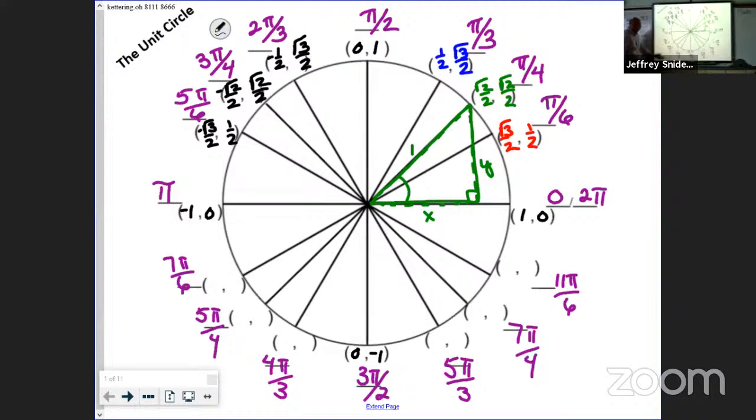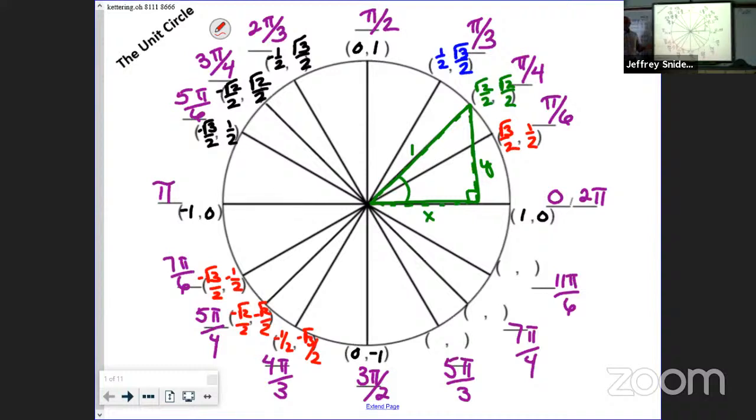Now I'm coming down here. Now I can take these and do what? Keep the x and change the y values to negatives, because I'm going to reflect these across the x-axis. So this is going to be at negative radical 3 over 2, negative 1/2. Negative radical 2 over 2, negative radical 2 over 2. Negative 1/2, negative radical 3 over 2. Done. Now I'm into quadrant 4.